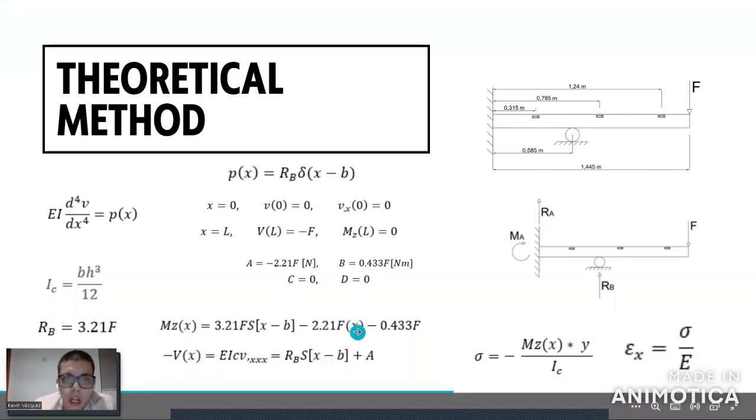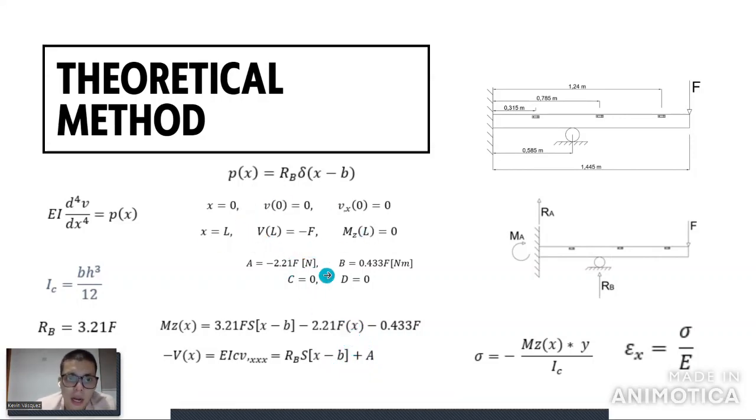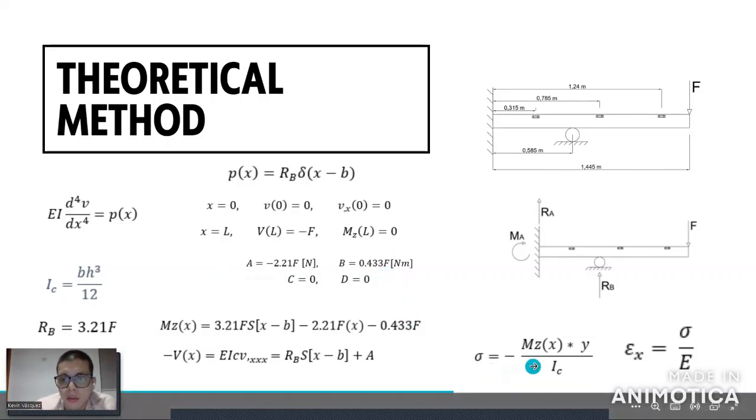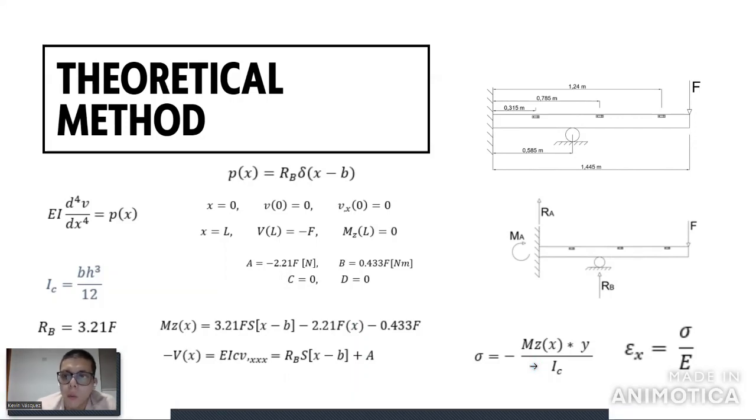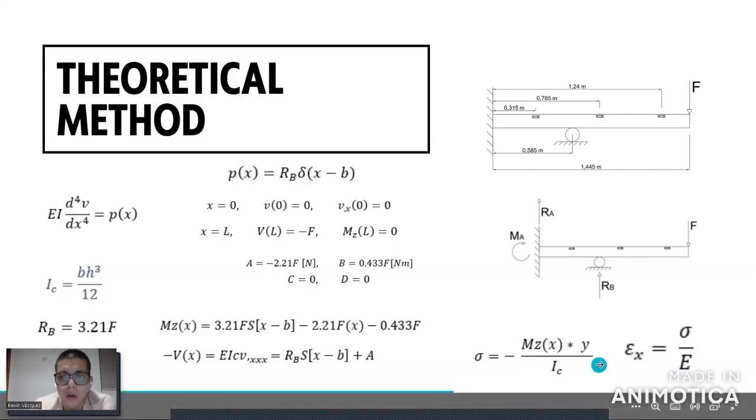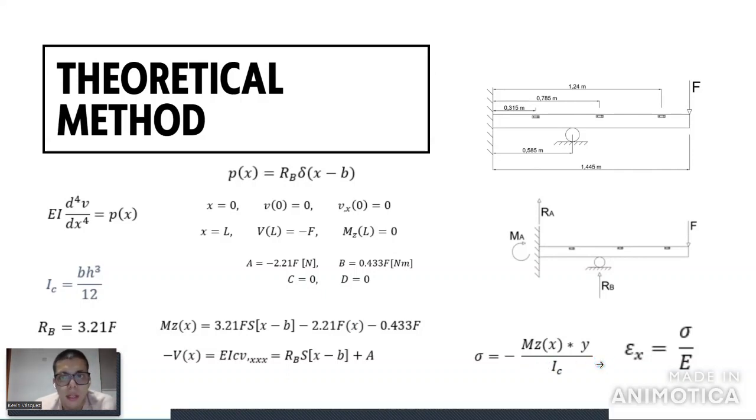and shear force. Those functions we can evaluate over the boundary conditions, and we're going to get the constants of those integrations. Once we get those values, we can apply those expressions to get the stresses in the beam. And finally, we can use Hooke's law to get the strain at this point in the beam. And then these values we're going to compare with the experimental values that the strain gauge was reading.